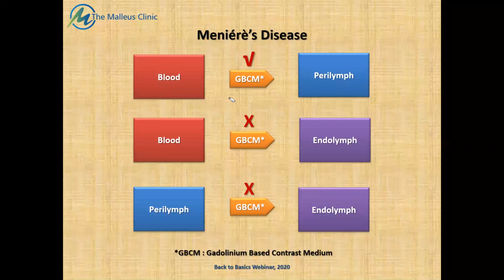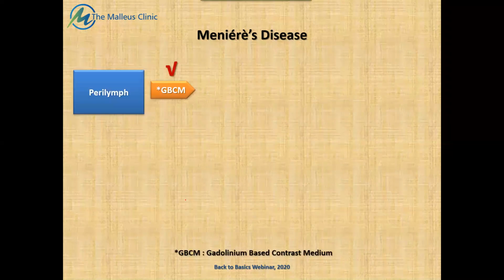So the first message here is that the blood perilymphatic barrier is permeable to the gadolinium-based contrast medium, but the blood endolymphatic barrier and the perilymph endolymphatic barrier is not. That's the first basic idea that we have to have in mind. What does this lead to? You have the perilymph, right?